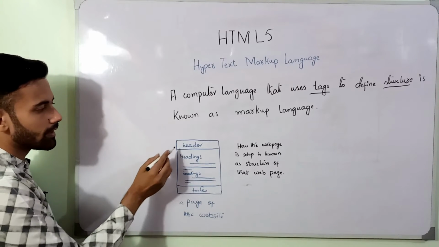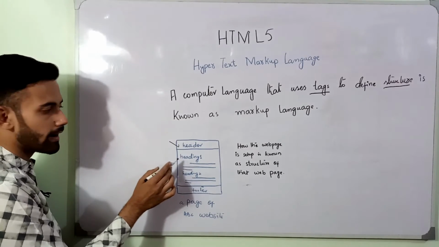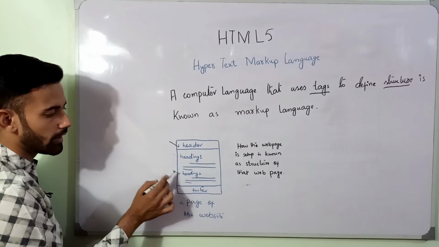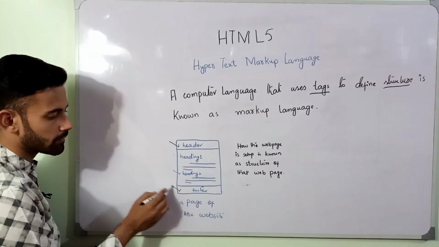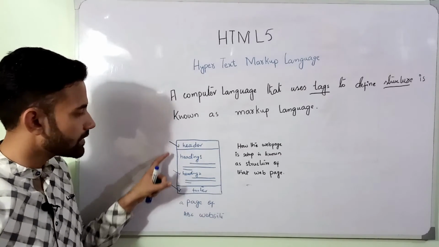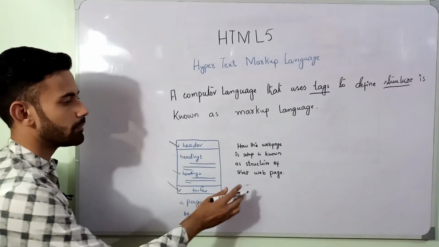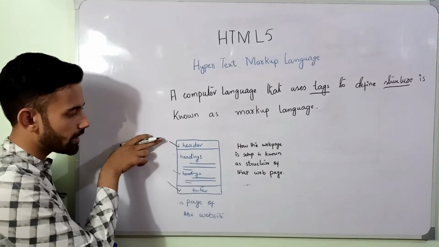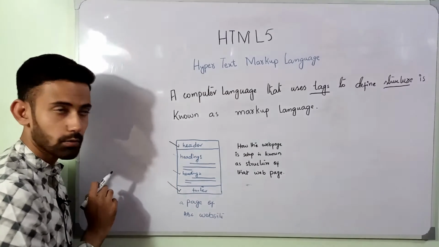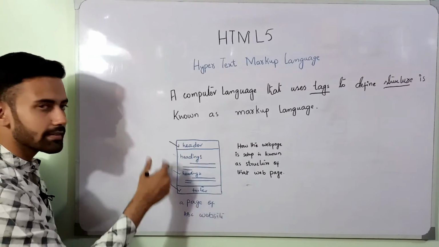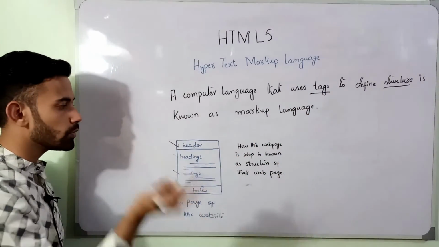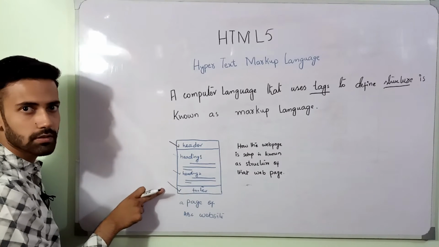Here you can see it is a header part. Here we have heading 1 with a paragraph. This is a paragraph. Here we have heading 2 and this is a paragraph. Here you can see a footer. Okay, this is some kind of structure that we have designed. So structure basically means how the web page is set up. Our web page is set up according to this pattern. Here we have heading 1, here we have heading 2. Now this structure is set up using what? Using tags.